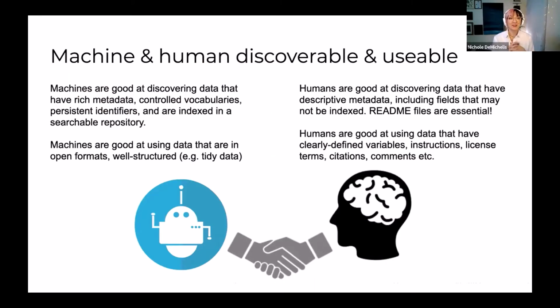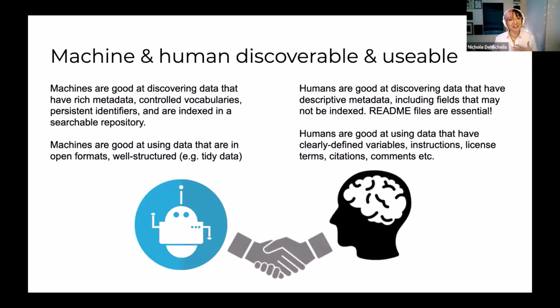It's always a bit of a balancing act and a harmonious collaboration between machine and human to make the data as discoverable and usable as possible. Machines are very good at discovering data that have rich metadata, controlled vocabularies, persistent identifiers, and are indexed in a searchable repository. Machines are good at using data that are in open formats and well-structured. An example would be tidy data, if you're familiar with that concept.